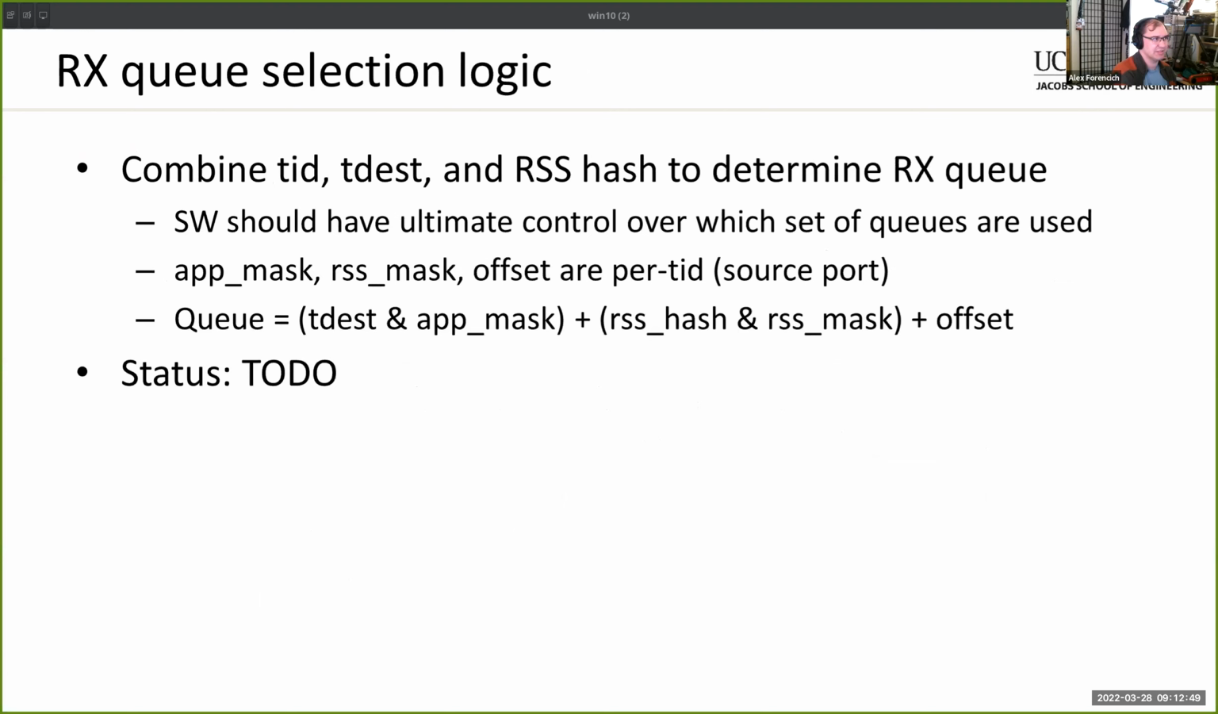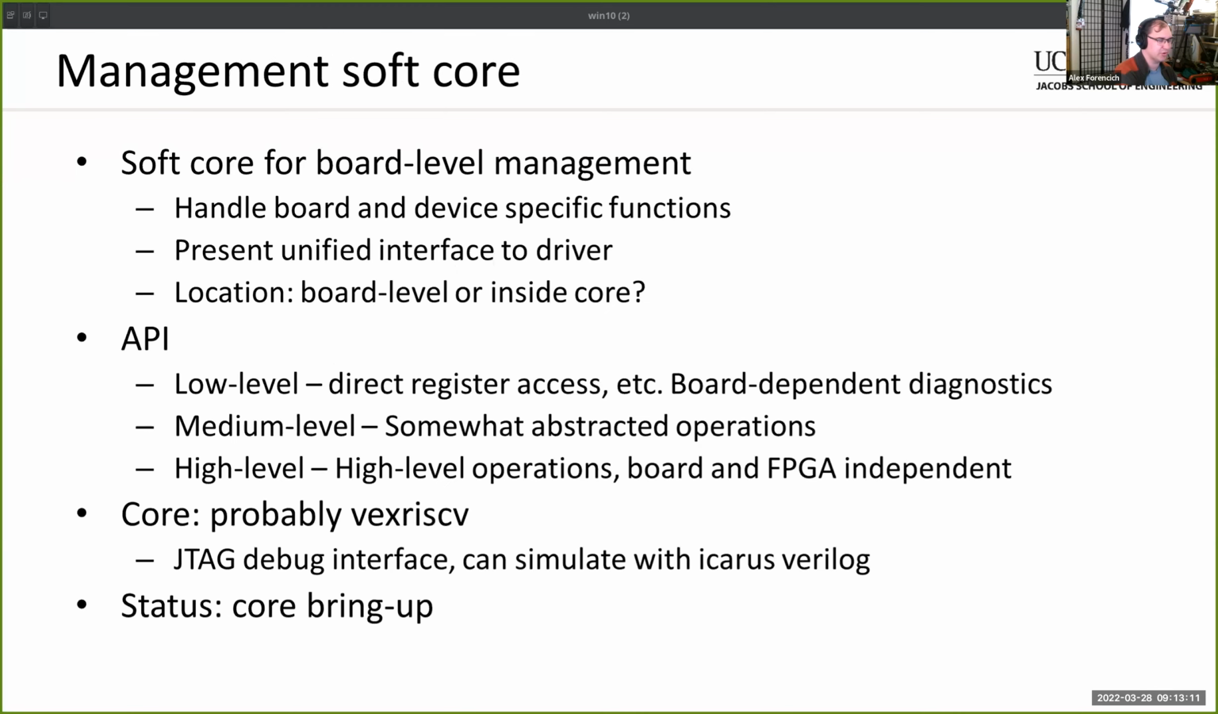The next thing is RxQ selection logic. I'm probably going to be working on this next. So for this one, I need to put together some new control registers to expose all of these different parameters. And then I need to make a couple changes in terms of how things are handled on the receive path to implement this.